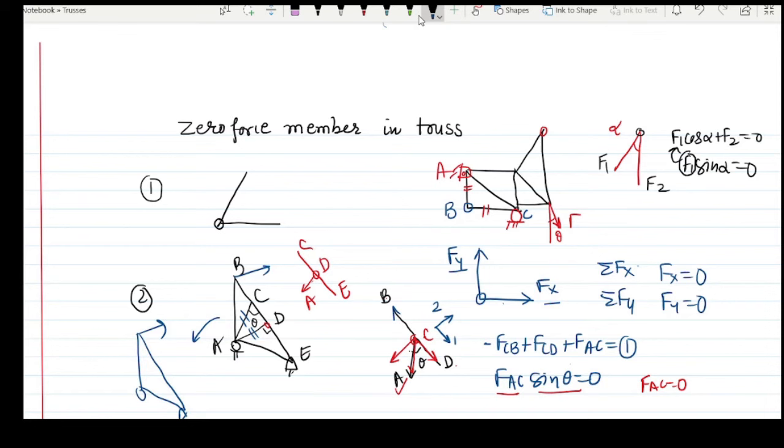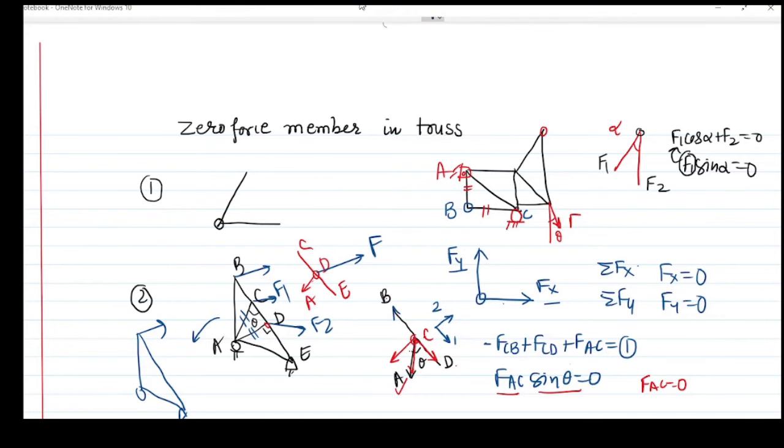But please remember, there should not be any force on the joint, otherwise it is not going to have a zero force member. Please remember, there should be only three members and a side branch. If you have three members but you apply a force F1 here, and let's say you have a force F2 here, then these two members will not be zero force members.